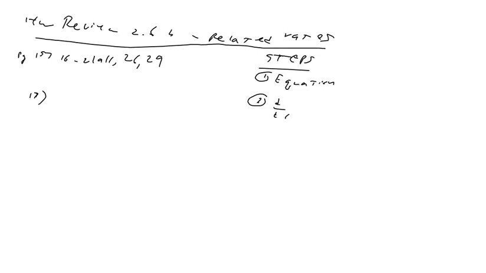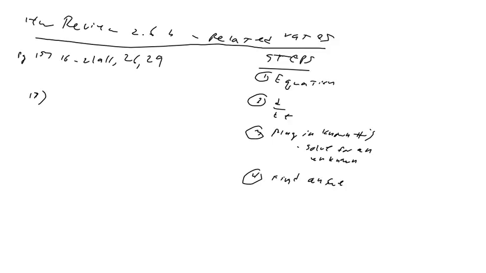Then d/dt it, do the derivative, plug in your known numbers. Sometimes you have to solve for an unknown. Sometimes you have to do a little bit of manipulation to find the missing piece. And then find, or solve, I guess, find the answer. I don't know. Solve it.